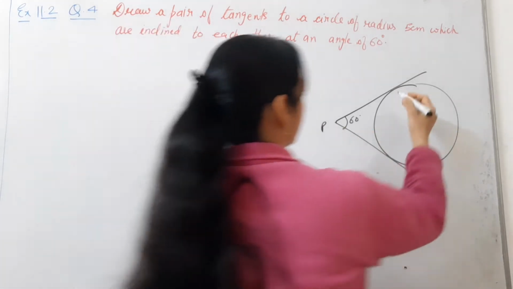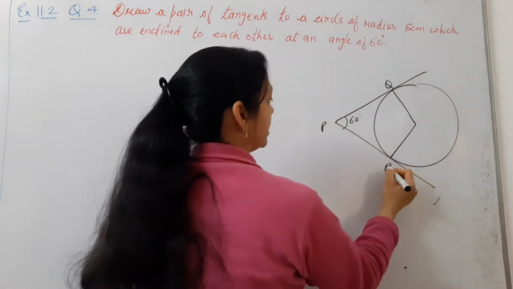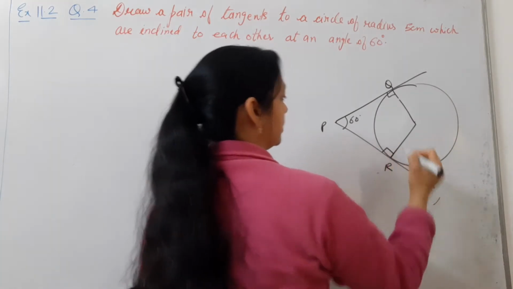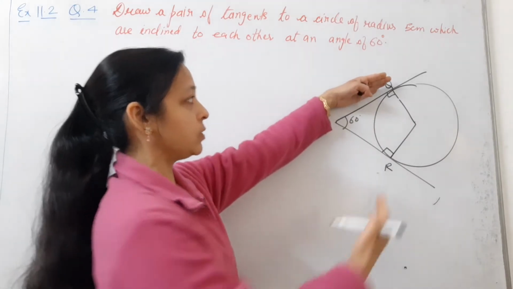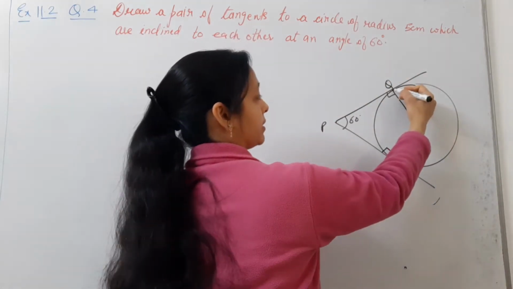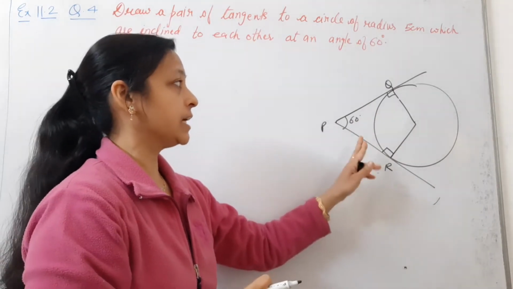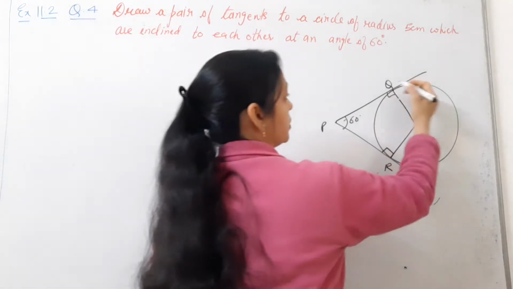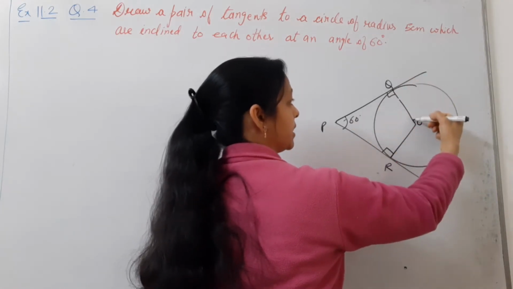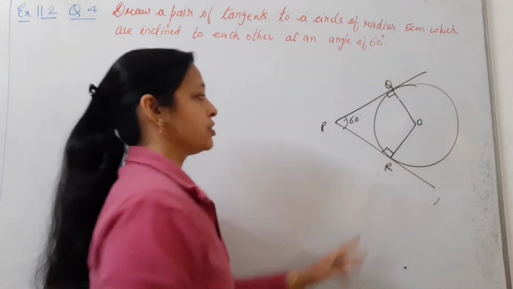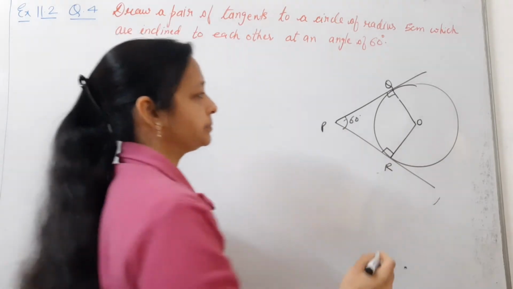It is clear from the figure that angle Q and angle R are 90 degrees each. Why? You know that a tangent is always perpendicular to the radius through the point of contact. So PQ is perpendicular to OQ, because the tangent is perpendicular to the radius through the point of contact. Similarly, angle PRO is also 90 degrees.